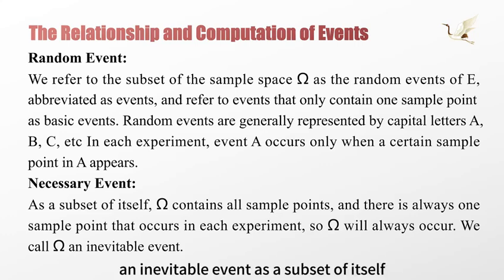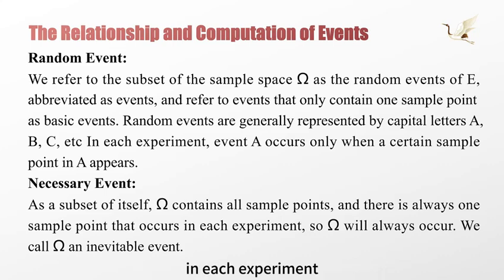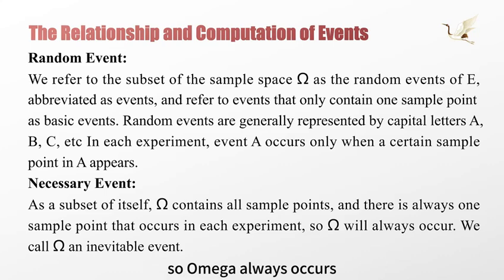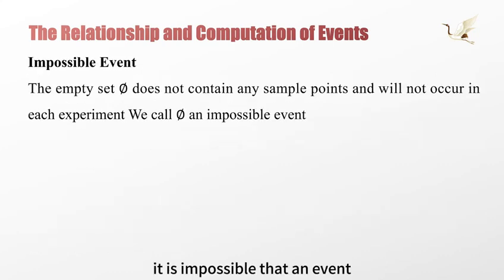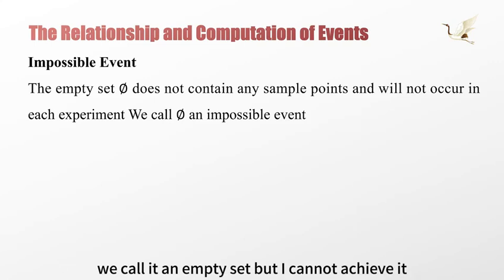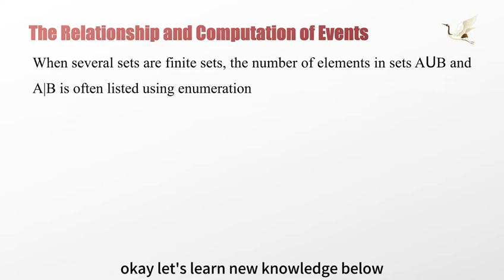An inevitable event: as a subset of itself, omega contains all sample points. In each experiment, there is always one sample point that occurs, so omega always occurs. We call omega an inevitable event. An impossible event: the empty set does not contain any sample points and does not occur in each experiment. We call it the empty set, an impossible event. Okay, let's learn new knowledge below.